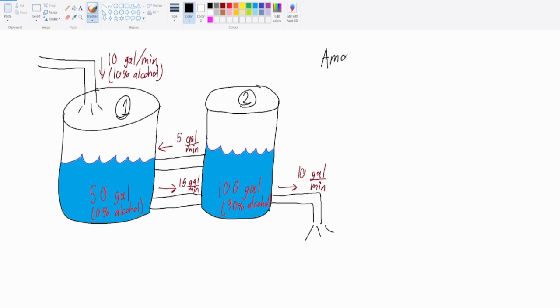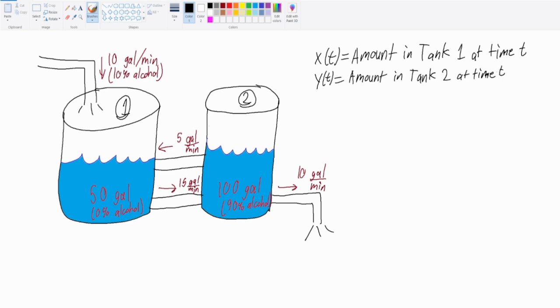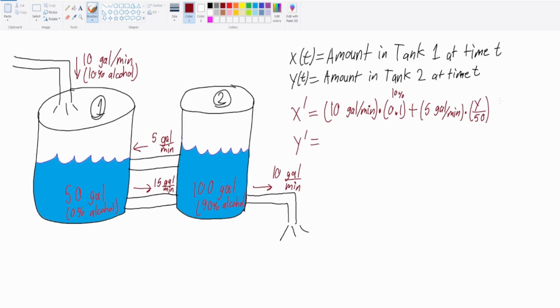So to analyze this situation, we're going to make two different differential equations. One to describe the amount of alcohol in tank 1, the other for tank 2. Both will use that input minus output idea to construct it. So for tank 1, we input 10 gallons per minute with 10% concentration. And then from tank 2, we input 5 gallons per minute with whatever tank 2's concentration is. Now we output 15 gallons per minute from tank 1 with whatever tank 1's concentration is. And so we subtract that.